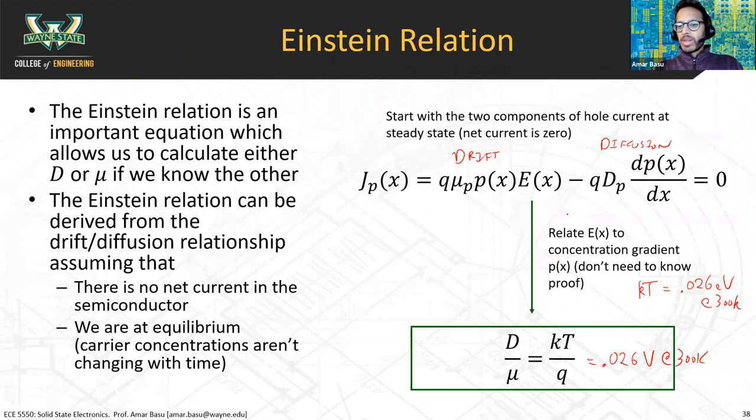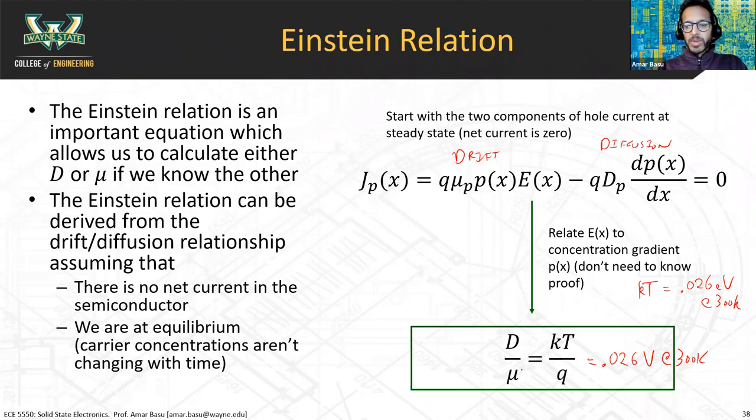From here, you notice that you have Dp and mu p in this equation. If you relate the electric field to the concentration gradient of p, and you don't need to know the proof of this, then you can derive this equation here. Now, how do you relate E of x to the concentration gradient? That's something we're not going to go into just now, but hopefully you'll get a better understanding of that when we talk about diodes.